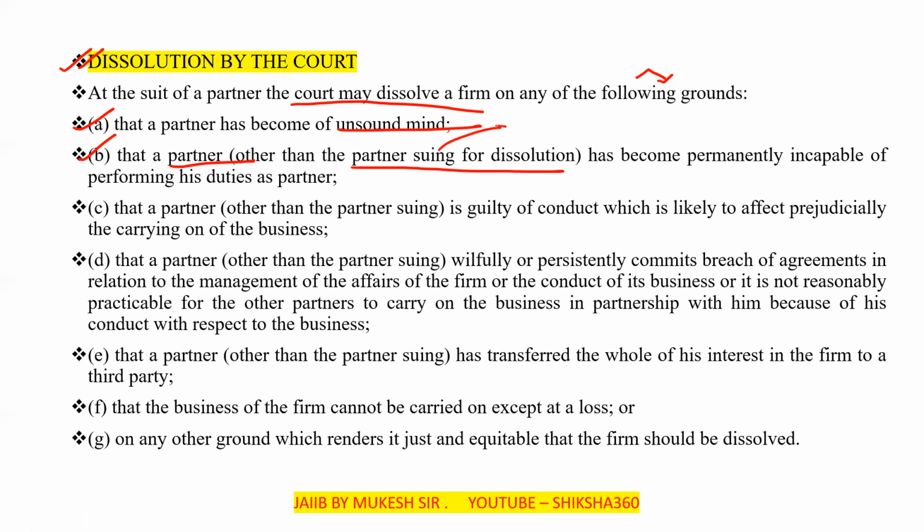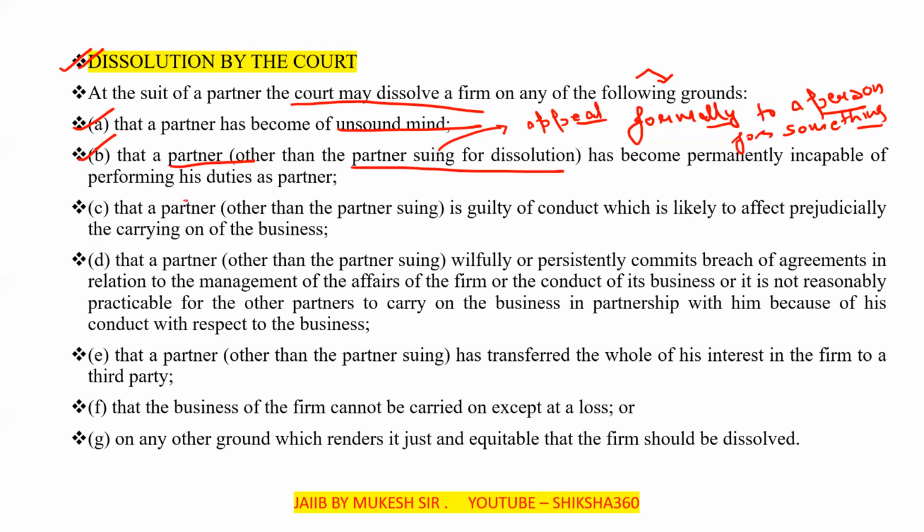Here, incapable means unable to do something. They can say that he is not capable of doing the business, so they want the firm to be dissolved. That is, a partner other than the partner suing for dissolution has become permanently incapable of performing his duties as a partner.